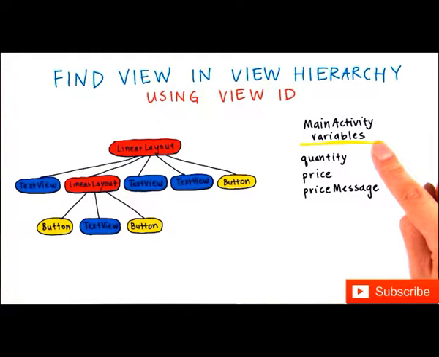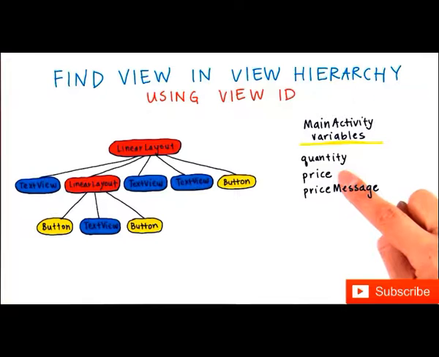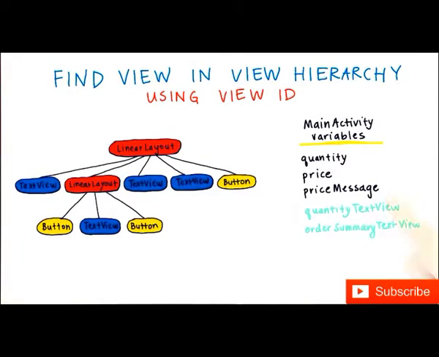These are the variables we've used so far in the main activity. We have a variable for quantity, price, and price message. This is a mix of local and global variables. To interact with the views in the view hierarchy, we should create variables that reference these specific views. For example, we can create a variable called quantity text view that would refer to this text view here.